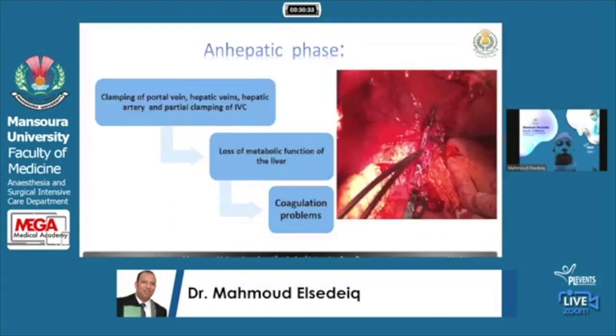The anhepatic phase starts by clamping of the portal vein, hepatic artery, and partial clamping of the IVC. At this stage, loss of the metabolic activity of the liver can lead to accumulation of lactate, leading to lactic acidosis and metabolic acidosis. Also, hypoglycemia can occur at this stage, so we monitor the blood glucose level in this phase. Coagulation problems are common at this stage, especially bleeding.